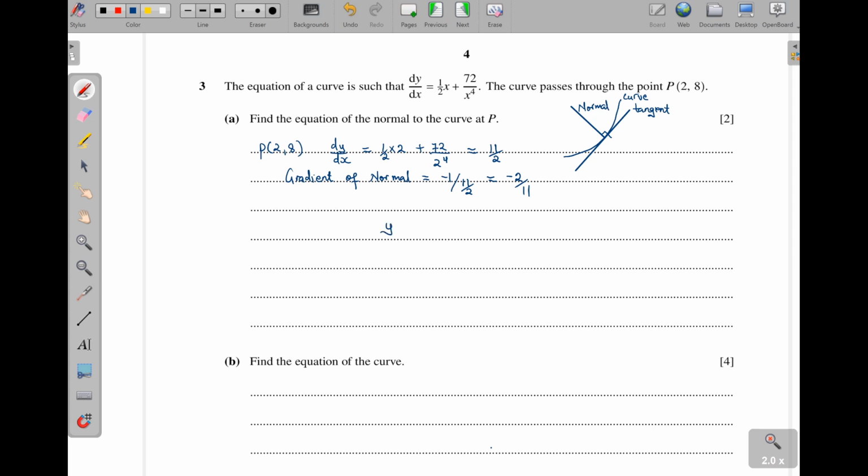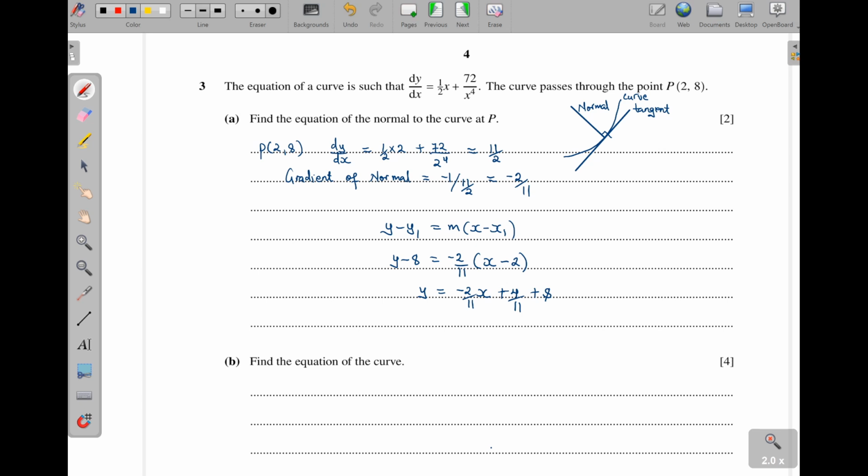Now, using the general equation y minus y1 is equal to m into x minus x1, we have this point (2, 8). That means we shall have y minus 8 is equal to, our m is -2 over 11, then x minus, our x1 is 2. So when we open the brackets, y is going to be equal to -2 out of 11 of x. Then -2 times -2, that is a positive 4 over 11. And then when this one crosses, it becomes a plus. So that will be 8 here.